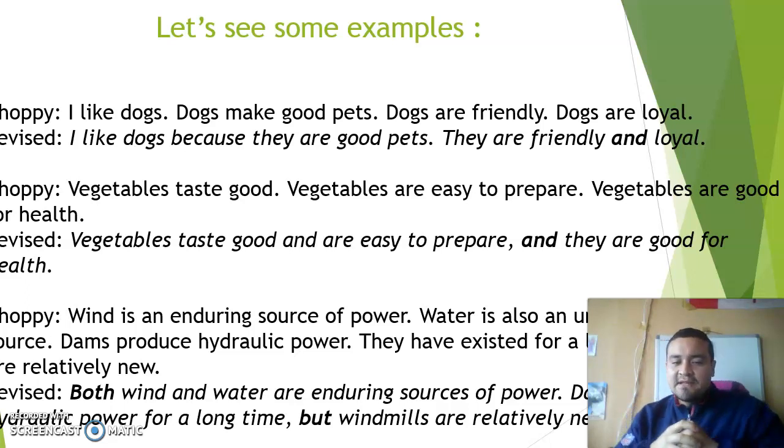Another example of choppy sentences: Wind is an enduring source of power, water is also an enduring energy source, dams produce hydraulic power, they have existed for a long time, windmills are relatively new. Here we're going to add an embedding and a conjunction. We use: both wind and water are enduring sources of power, dams have produced hydraulic power for a long time, but windmills are relatively new.